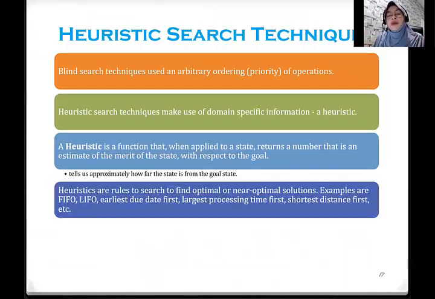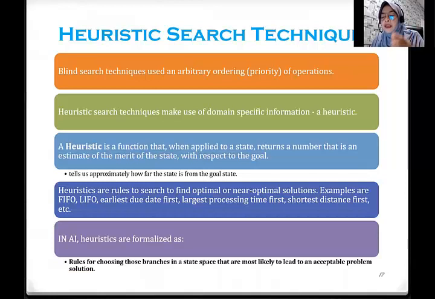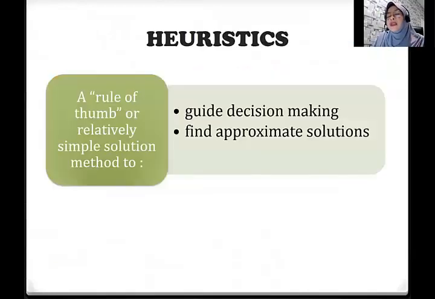Heuristics are rules to search to find optimal or near optimal solutions. For example, first in first out, last in first out, earliest due date first, largest processing time first, shortest distance first, and many more. So in artificial intelligence, heuristics are formalized as rules for choosing those branches in a state space that are most likely to lead to an acceptable problem solution. So what is a heuristic? A rule of thumb or relatively simple solution method to guide decision making to find an approximate solution.